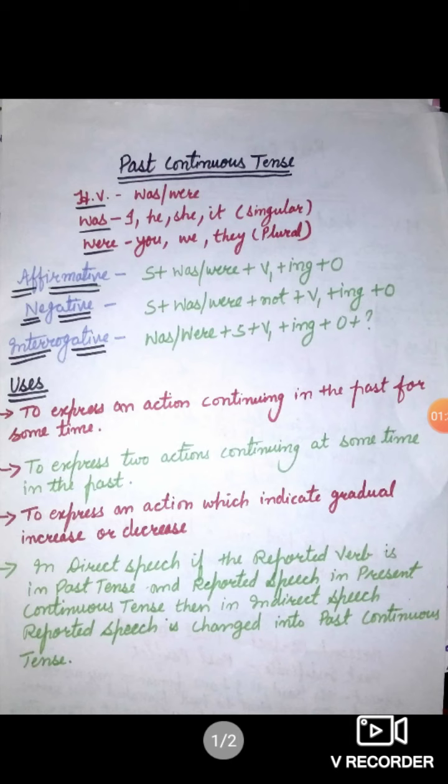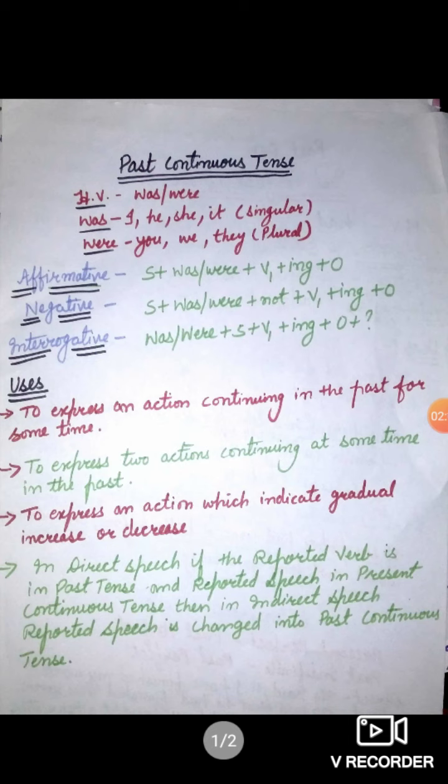Now we are going to discuss the uses of past continuous tense. Students, as present continuous tense is used to describe an action which is going on at the time of speaking, likewise, past continuous tense is used to describe an action going on at some time in past. So, the first use of past continuous is to express an action continuing in the past for some time.